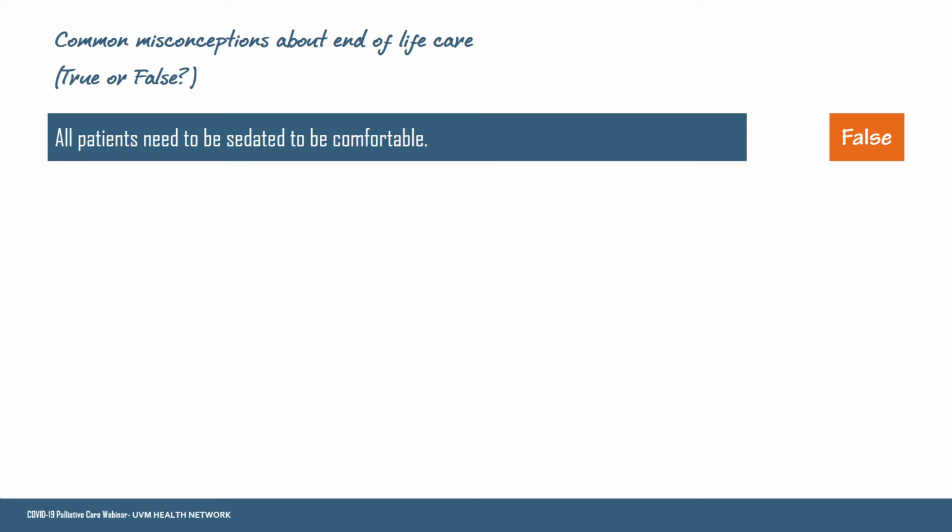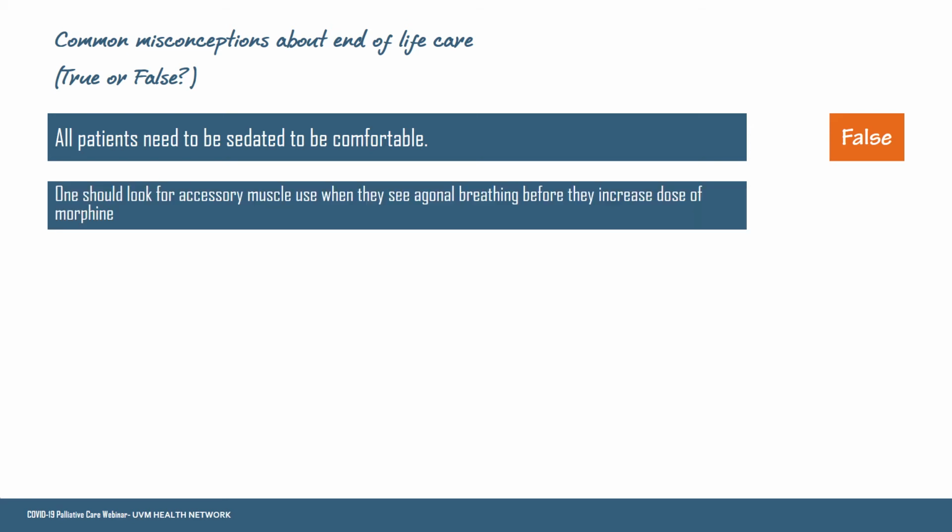For example, for opioids, dyspnea doses can be about a quarter of the amount of doses it would take to sedate someone to be comfortable. Next statement. One should look for accessory muscle use when they see agonal breathing before they increase doses of morphine. True. Agonal breathing is a natural part of the process of dying and may not cause discomfort. Therefore, without accessory muscle use, there's no benefit to medicate for agonal breathing alone. However, it can be hard to watch. Education or reassurance is key.